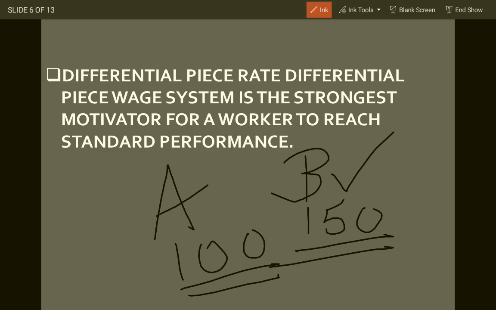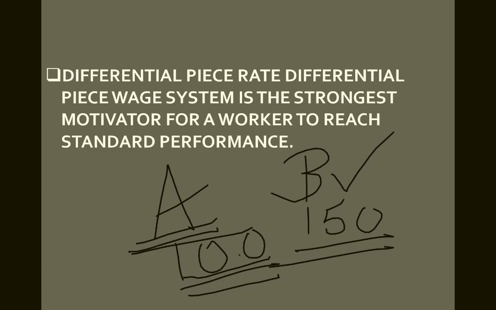So the organization ultimately reaches the point where their production enhances and they reach the standard performance. And the other worker will also be motivated, because he will see that his colleague is getting more wages on the basis of the outcome he is giving, so he thinks, I should also work more and increase my output, and I'll get more compared to B. So there is a competition, positive competition emerges in the organization. This is one of the strongest motivators for the worker to reach the standard performance.